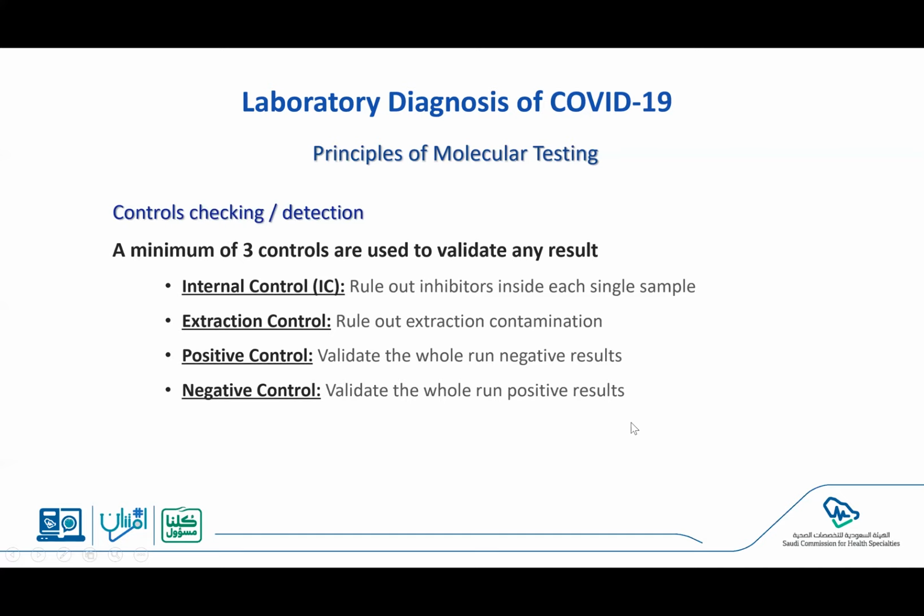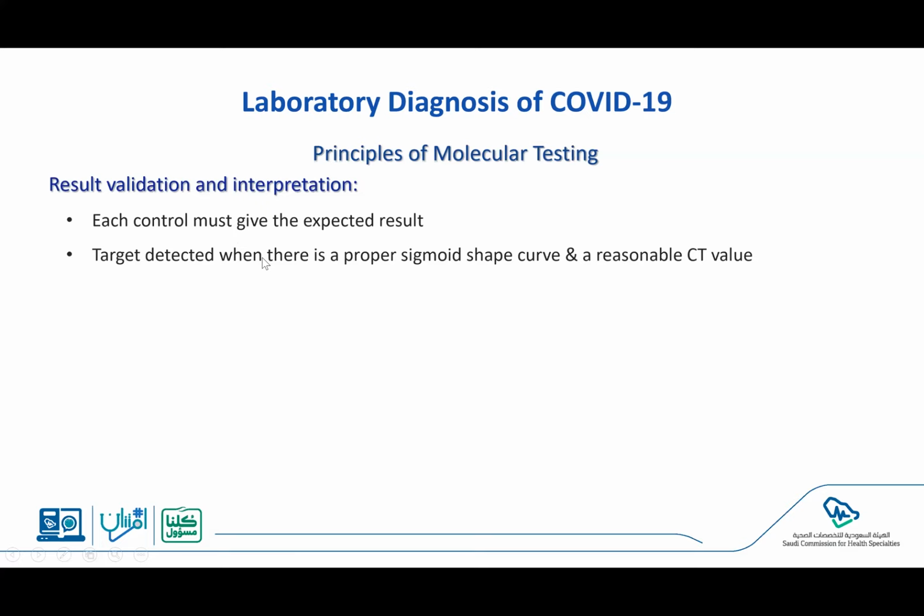Controls. We should have a minimum of 3 controls to validate the results: internal controls that check for inhibitors in each single sample, an extraction control that checks whether the extraction is okay or not, and positive and negative controls to validate the whole run of all samples. Each control must give the expected results: negative, negative, or positive, positive. Then we can decide the target is detected or not detected based on the sigmoid shape curve and a reasonable CT value, crossing threshold value.